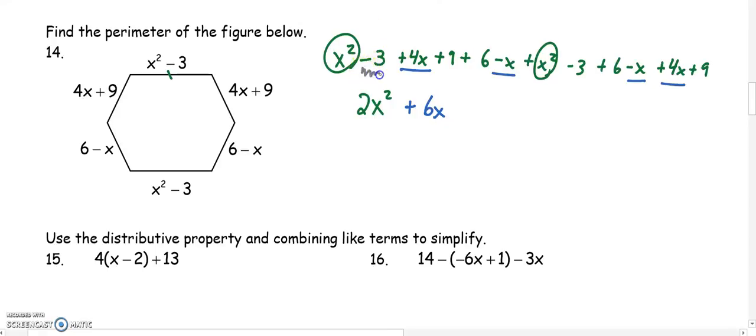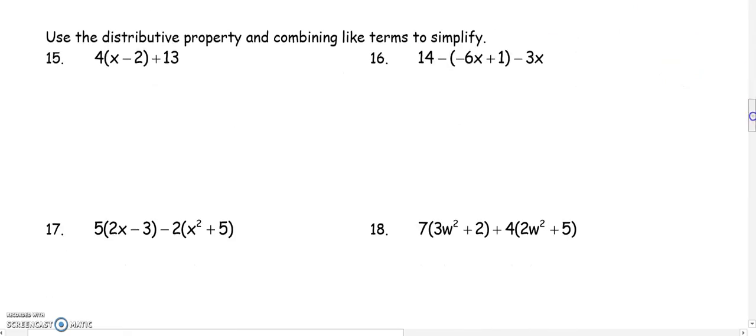And then I have my constants, negative 3 plus 9, which is 6, plus 6 is 12, minus 3 is 9, plus 6 is 15, plus 9 is 24. So then I have plus 24.